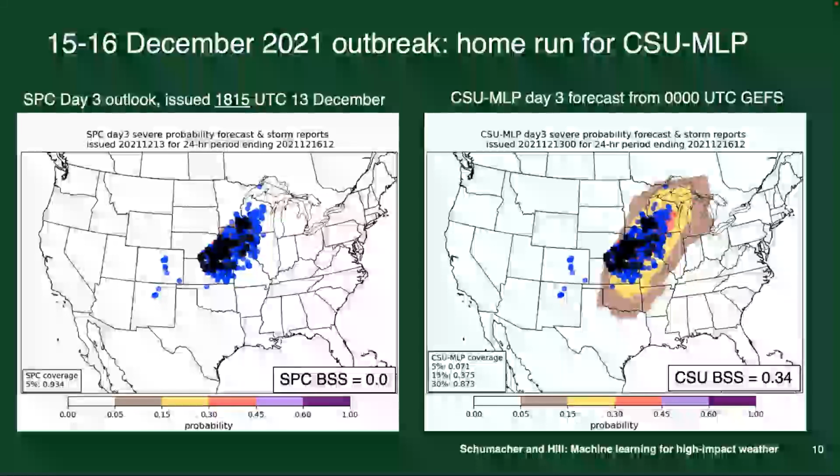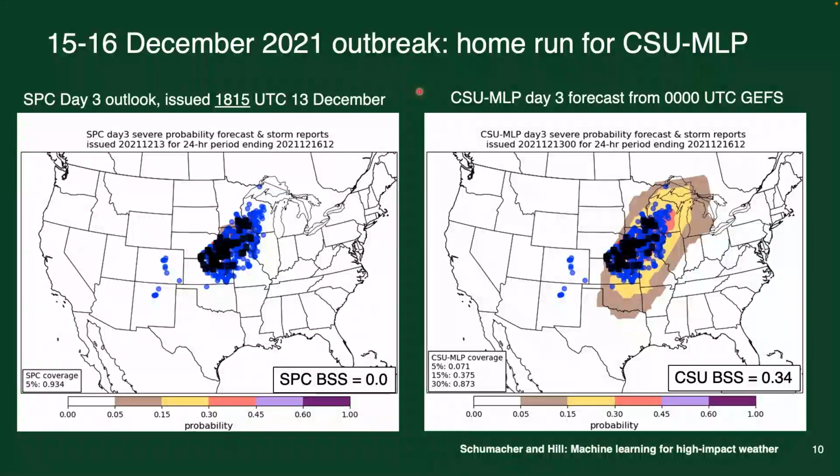And here are the storm reports overlaid with the probabilities there, and you can see that the machine learning system did a really fantastic job highlighting the potential for a high-end event on this day. So this was a big win for our system.